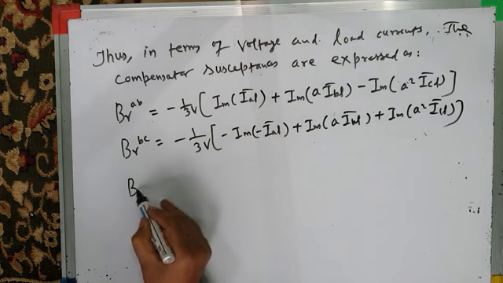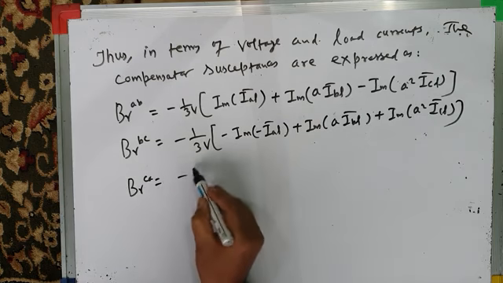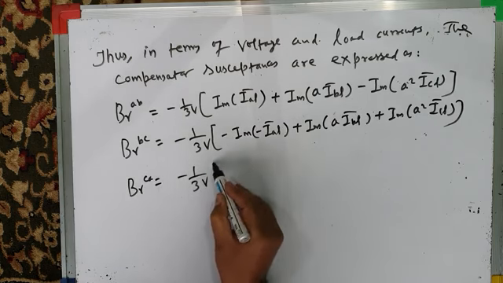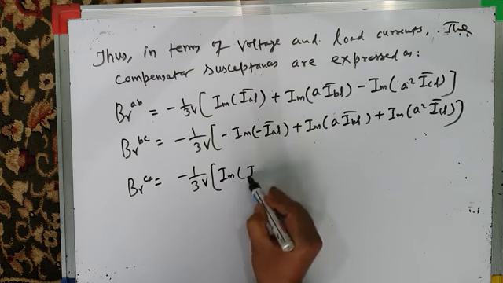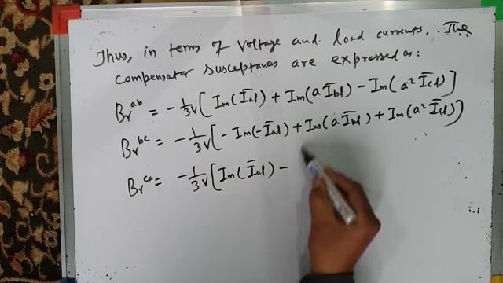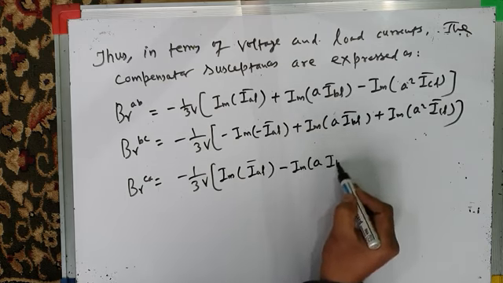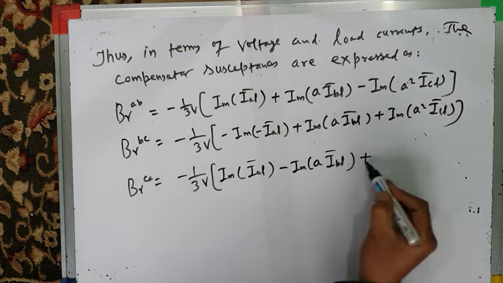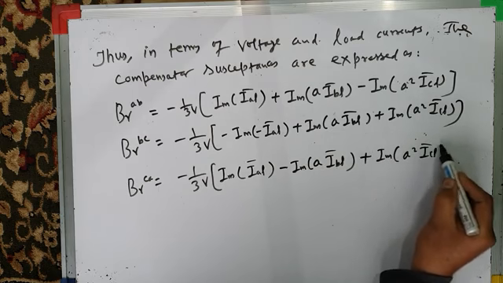And compensator susceptance B gamma CA. Similarly, it will be equal to minus 1 by 3V times, this minus becomes plus, imaginary part of IAL. This also becomes plus inside. This was minus, this becomes plus. Minus imaginary part of AIBL plus imaginary part of A square ICL, this remains the same. That's all.